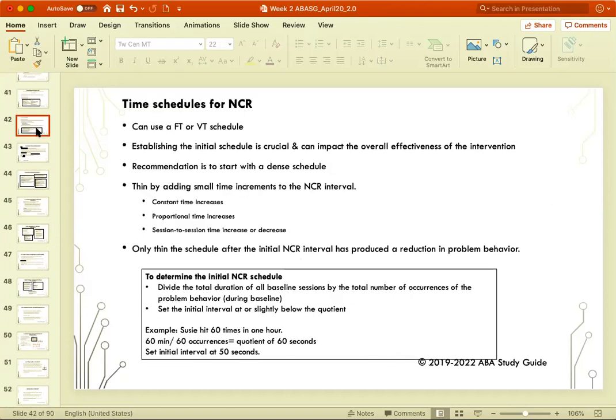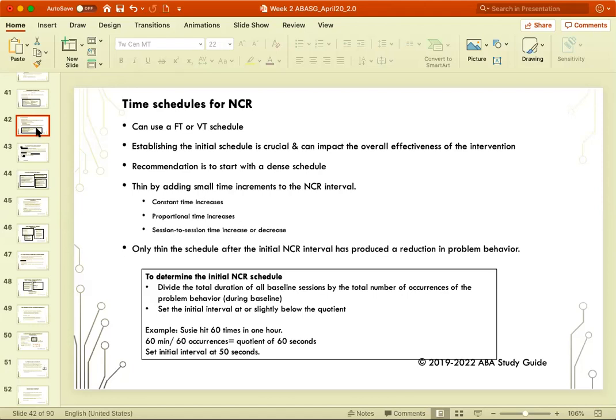So like I said, you use a fixed time or variable time. Establishing the initial schedule is crucial and can impact the overall effectiveness of the intervention. The recommendation is to start with a dense schedule and then thin it by adding small increments of time. You can do that by adding a constant time, like 5 seconds, or time proportional to the amount of time that they're able to increase sitting at the table. Maybe you might add time proportionally, and then session to session, you change it based on how things are going, right?